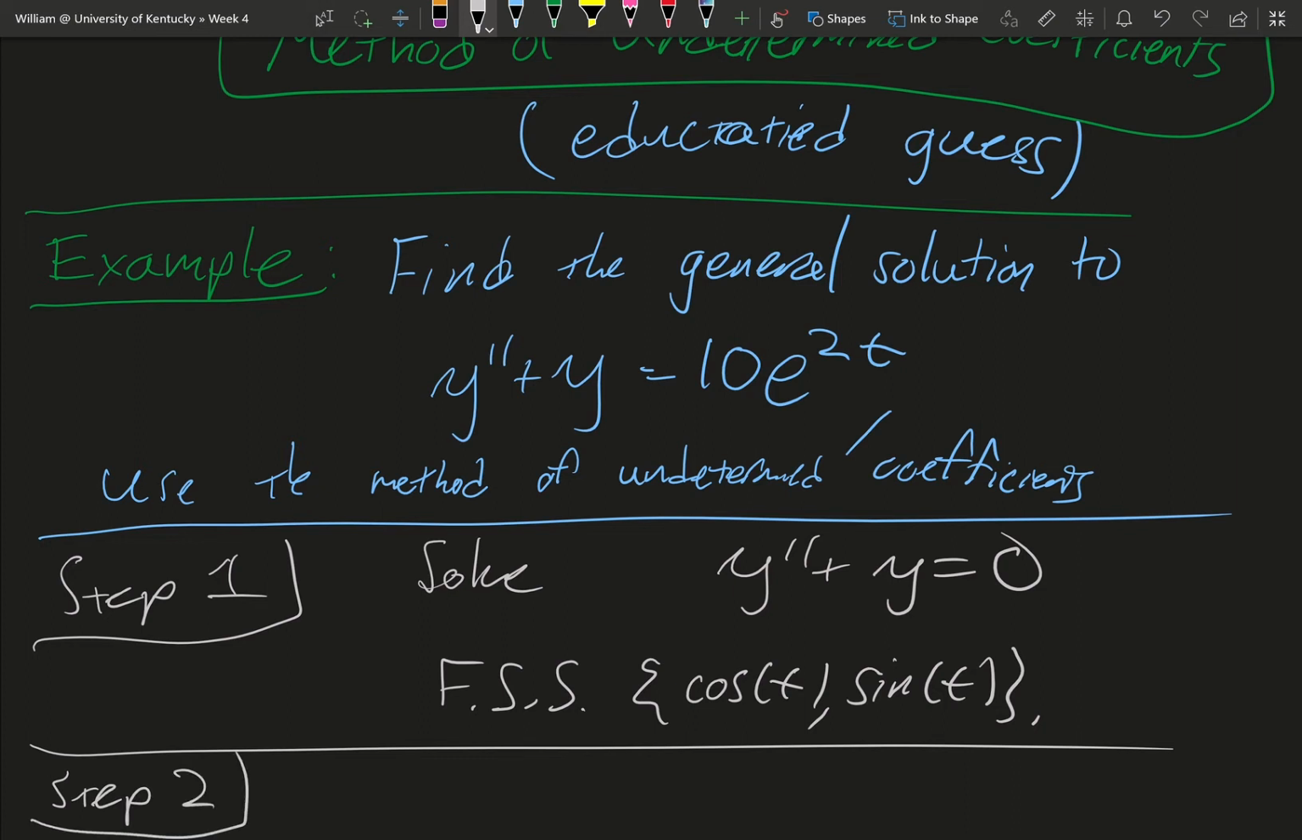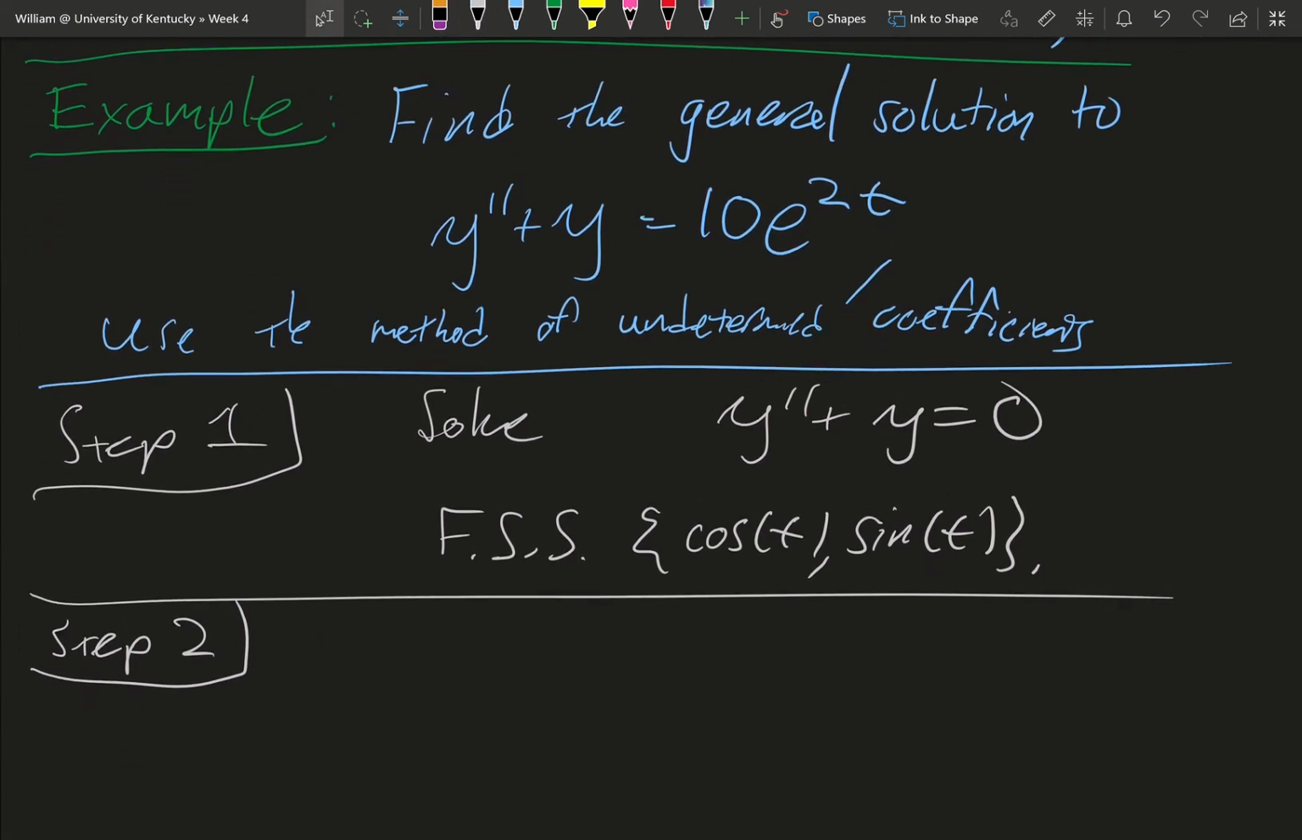All right, step 2. Of course, I'm not really showing step 1 here, but on the exam you're definitely going to need to show that. But okay, step 2. We are going to just sort of guess a form. So y_p, we're just going to assume that it looks like some number A times e to the 2t.